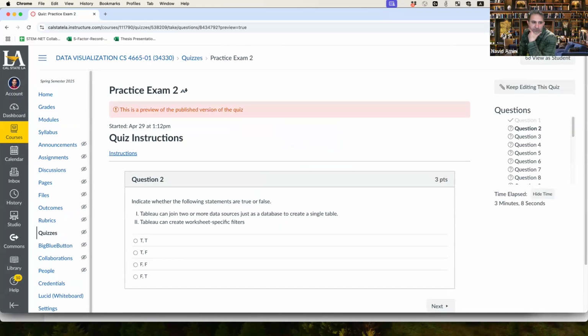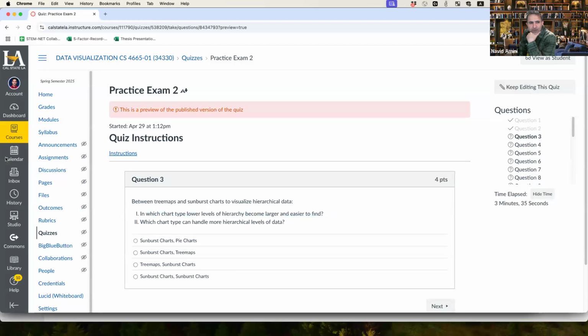This is another true-false question. Tableau can join two or more data sources just as a database to create a single table. That's true. Tableau can create worksheet-specific filters. This is true too. And you have actually done it.